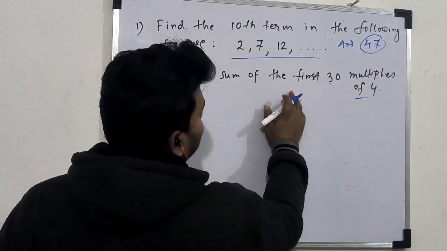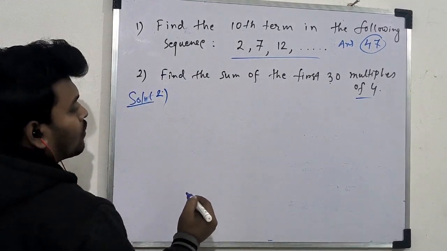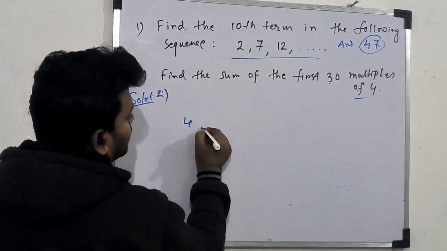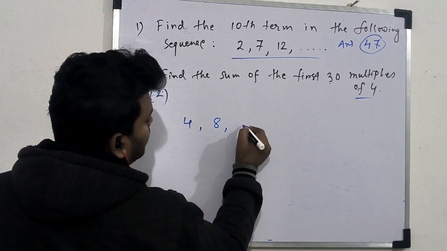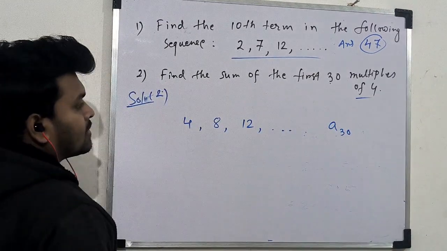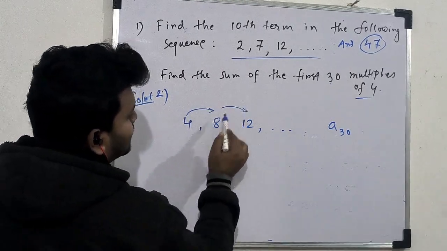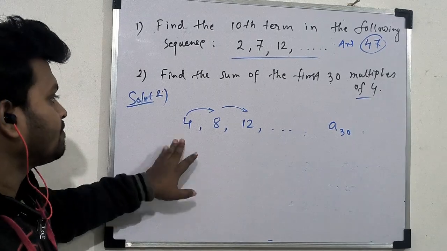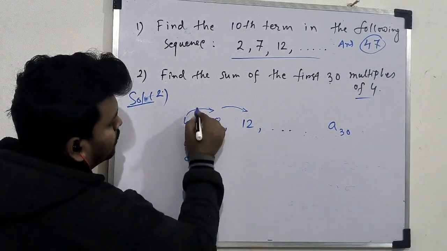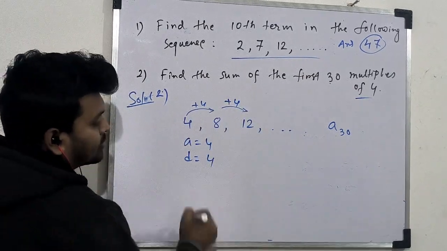So now we solve the second question. We have to find the sum of the first 30 multiples of 4. So we have to write the first 30 multiples of 4. So 4, then 8, plus 4 that will be 12, and up to the 30th term. So this is the first term 4 into 1, 4 into 2, 4 into 3, that is multiples of 4. So here a equal to 4, that is the first term, and d, we add 4 to get the second term, add 4 with the second term, we get the third term, so therefore d is 4.